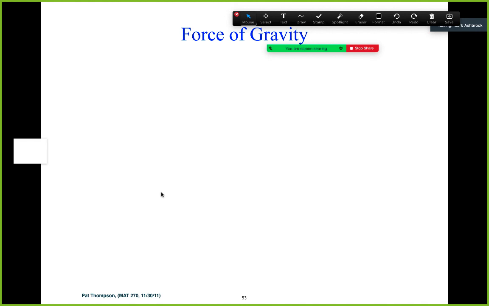So the force of gravity. The force of gravity on an object is its weight.